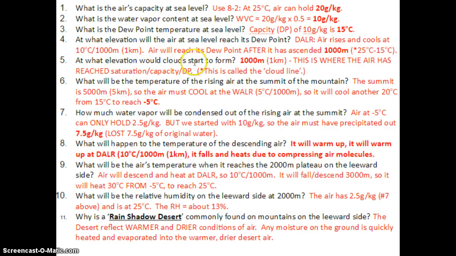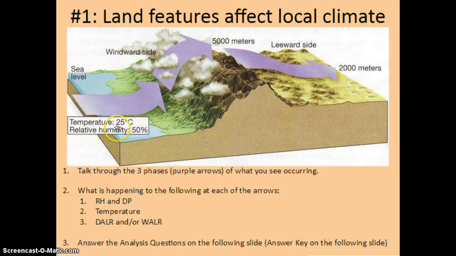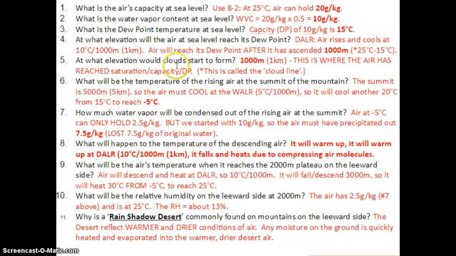So what elevation would clouds start to form? Well, clouds will start to form at this very line that we call the cloud line, at 1,000 meters or 1 kilometer. This is called the cloud line because the moisture in the air has reached saturation capacity, or a better way of saying it, its dew point.